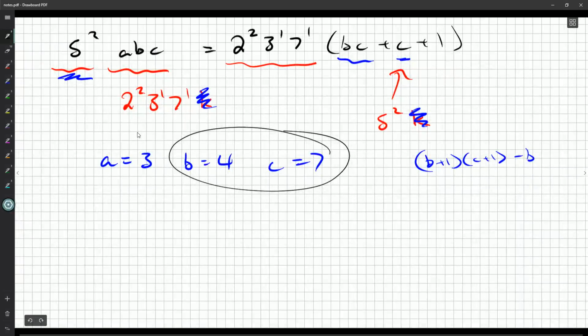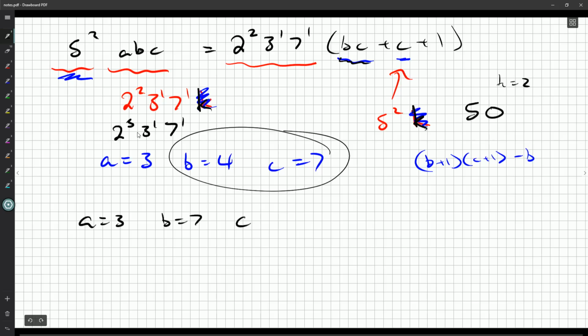So maybe bc is just too big, and I do need something. So maybe we try 50. Maybe try k equals 2. And so we get 2 to the 3, a 3 to the 1, and a 7 to the 1. And I want bc plus c plus 1 to be 50. Maybe we try that. So maybe a is 3, b is 7, and c is 8. Well, no, 7 and 8 is going to be 56. Way too big. Way too big. But we could try something else. Maybe a is 4, b is 6, c is 7.